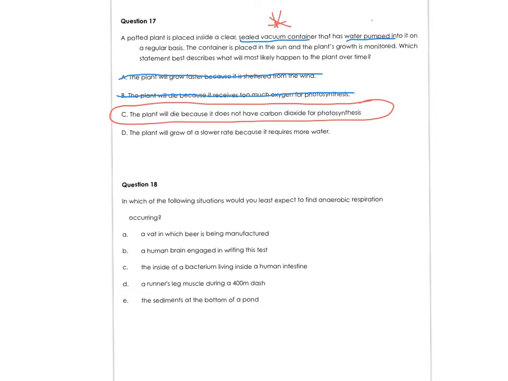The next, letter D, the plant will grow at a slower rate because it requires more water. Water is being pumped into it continuously. So that can't be the situation. That doesn't answer it because the situation is telling you that water is being pumped in continuously. The only reasonable answer is C.